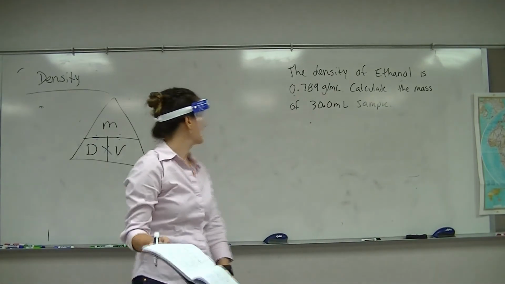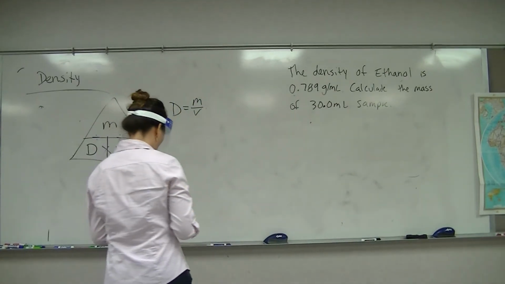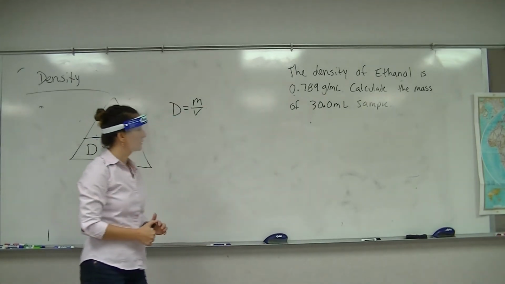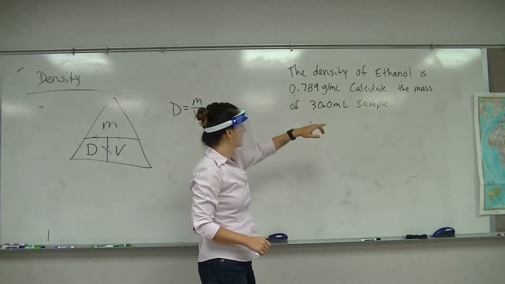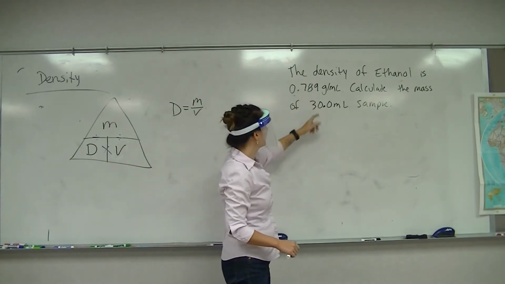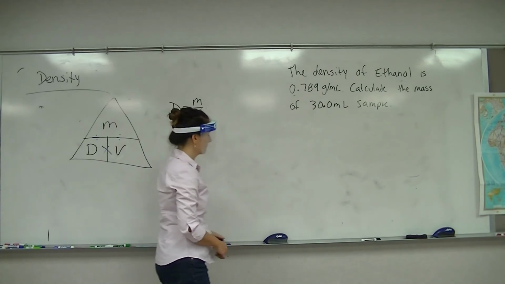All right, so this time we're going to do ethanol. Ethanol, also known as ethyl alcohol, so it's grain alcohol. We have the density of it here, and we're going to calculate the mass of it if we are given a 30 milliliter sample.